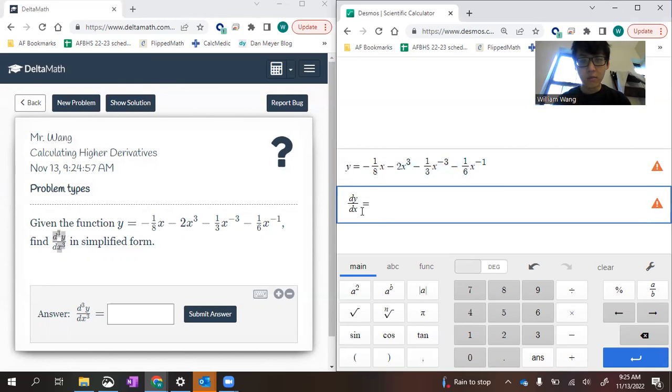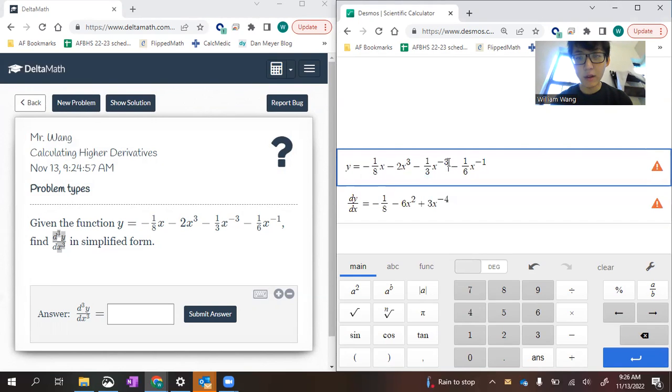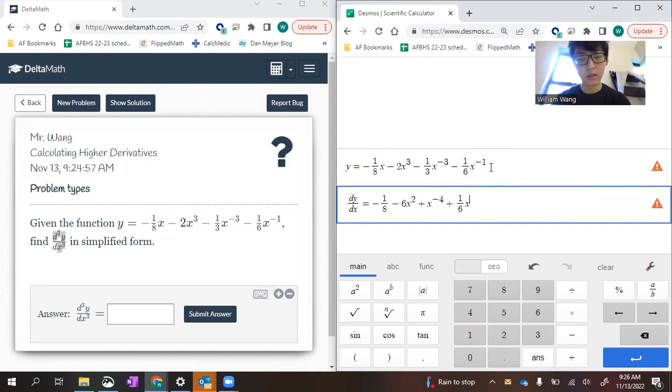My first derivative of this function is going to be negative 1/8 minus 6x squared plus 3x to the negative fourth. Notice it is plus because I'm taking negative 3, this exponent, and multiplying it down by negative 1/3. That's just 1x, so positive 1x, because negative times negative is positive. Then I subtract 1 from negative 3, so it's negative 4. And then that one's going to be plus 1/6 x to the negative 2. That is my first derivative.